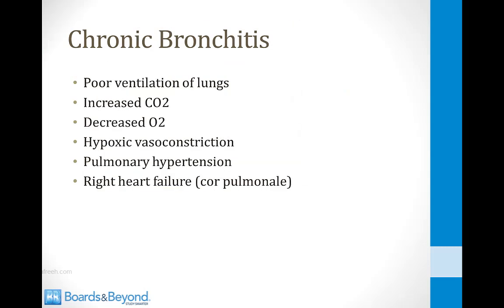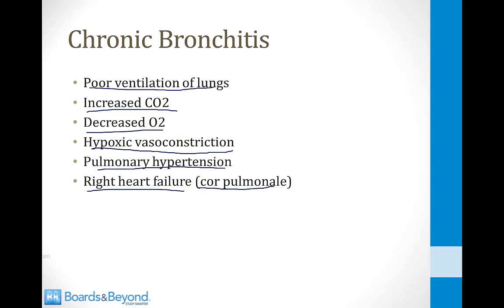So the physiologic consequences of chronic bronchitis are that you have poor ventilation of the lungs. This means the level of carbon dioxide will rise in the blood and the level of oxygen will fall. Because you have a low level of oxygen, you can get hypoxic vasoconstriction in the lungs, and this can lead to pulmonary hypertension, and if it's untreated, it can eventually lead to right heart failure from cor pulmonale.